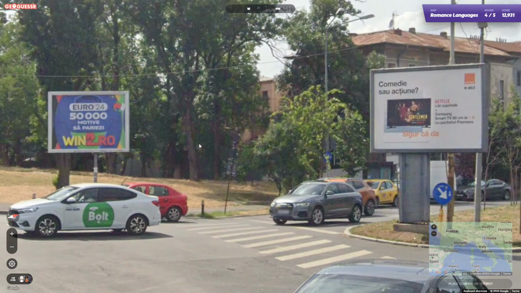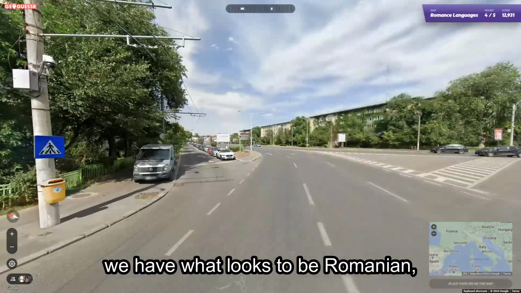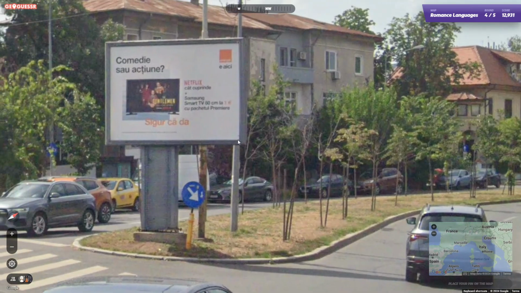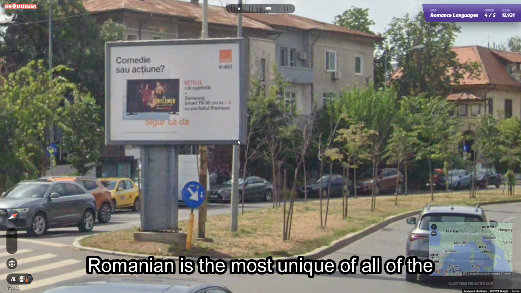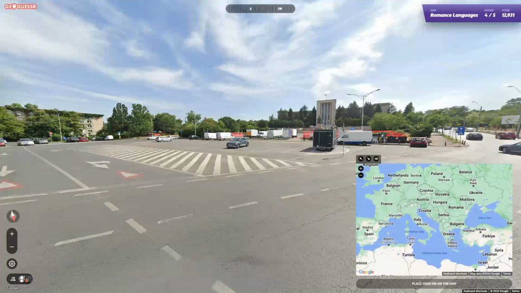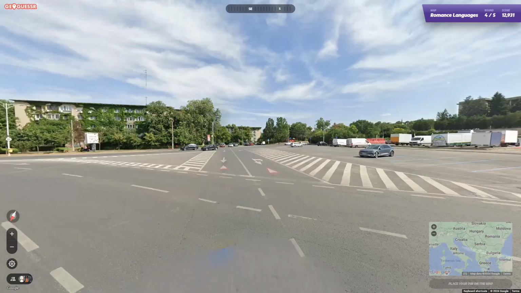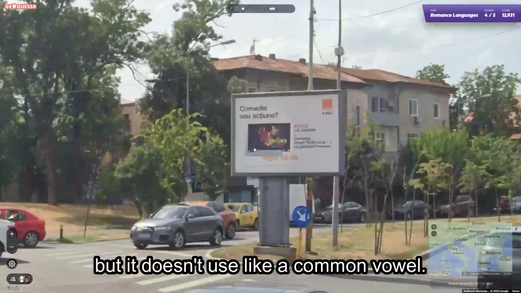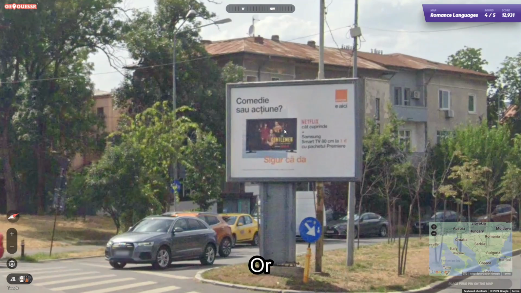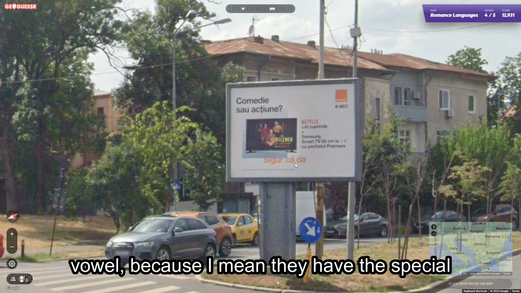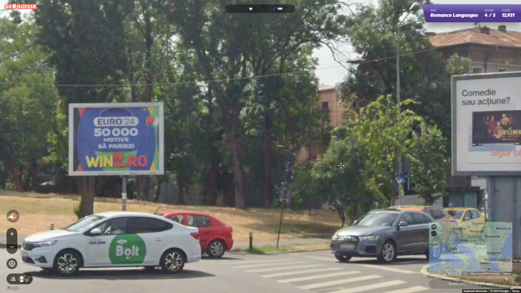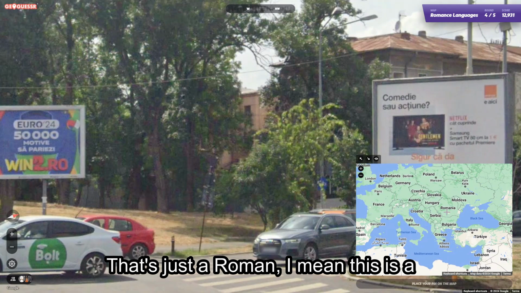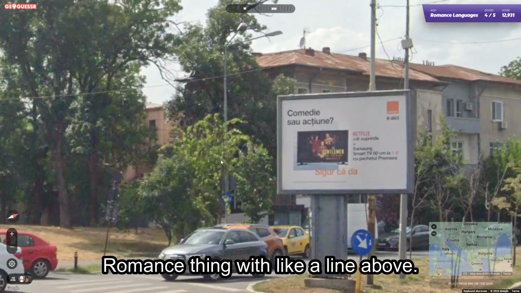Okay, and here we have what looks to be Romanian, but I'm not 100% certain yet. So, Romanian is the most unique of all of the Romance languages because it's very different. It doesn't look like any of the others, maybe Italian, but it doesn't use a common vowel, because they have the special A, maybe special I's. I don't know about the I's, but all of these have special A's. That's just a Romance thing, with a line above.